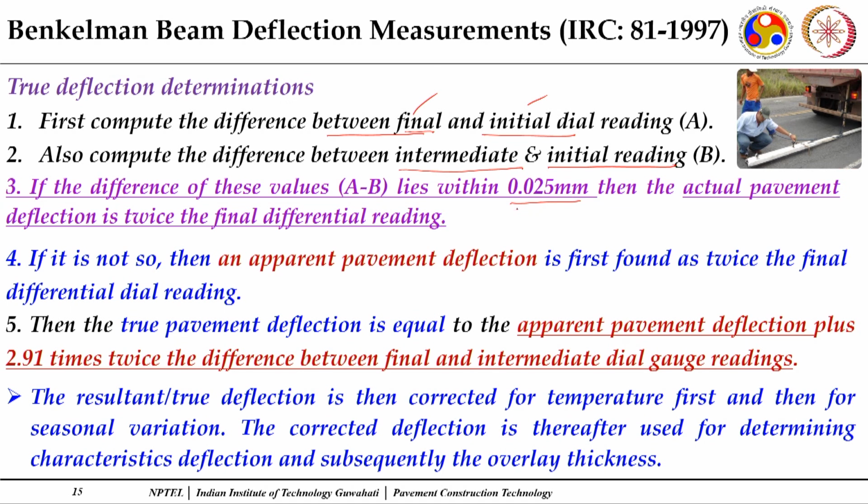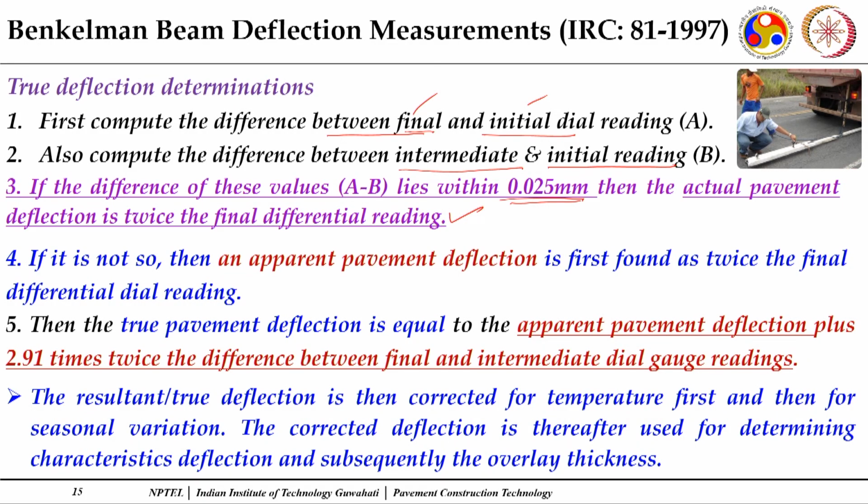If the difference is within this particular range, then the actual pavement deflection is considered as twice the final differential reading, because what the dial gauge records is half of the deflection. What we are getting on the dial gauge is half of the deflection. This is how the Benkelman beam is also calibrated, using blocks of standard thickness. So, if the difference between the final differential and intermediate differential is less than 0.025, then in that case twice the final differential reading will be your actual deflection.